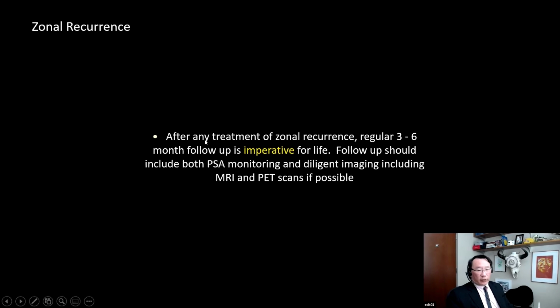So for zonal recurrences, just like every other form of recurrence, we recommend regular 3 to 6 month follow-up. It's imperative for life. We think that you should get PSA, MRI, and PET scans for all of these patients as possible.